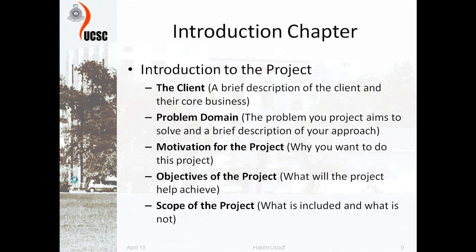And then key objectives, or the main objectives of the project. What will the project achieve? And then the scope, what is included and what is not. What are the limitations? You can't have everything within 300 hours of work. So you have limitations on what you are going to do. So this we evaluate to see whether you have done enough or not.